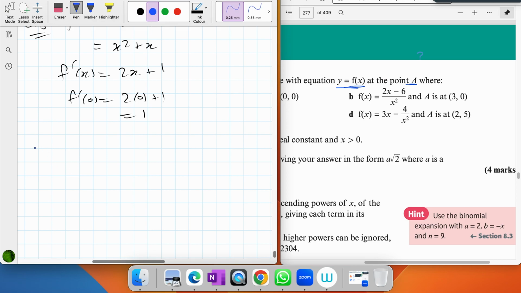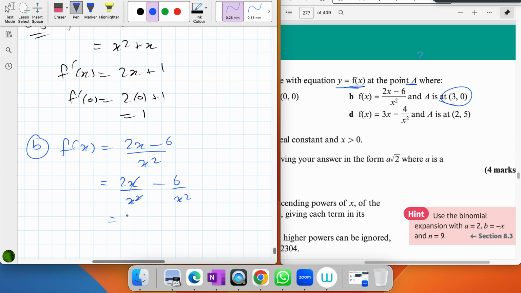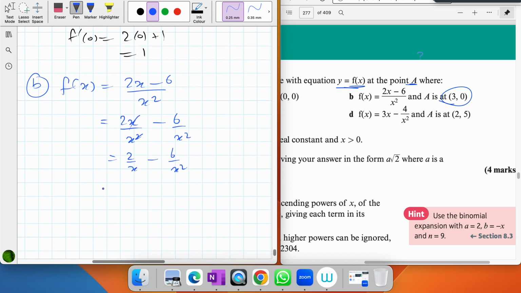Look at this B part. B part says f(x) = (2x - 6)/x². The demand is to find the gradient when x is 3. So first I'm simplifying this equation for myself. f(x) = 2x/x² - 6/x². So when I simplify, this is 2/x - 6/x². I'm further simplifying and bringing this x to the numerator, writing it as 2x⁻¹ - 6x⁻². So this is f(x).